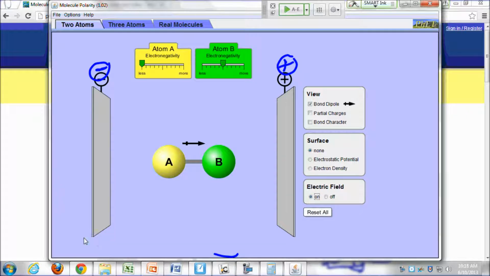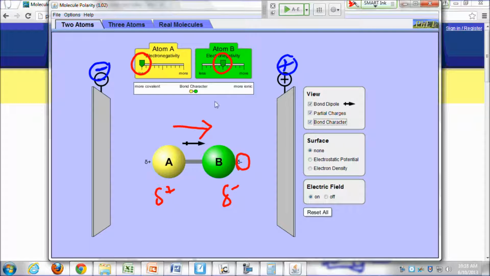Right now, the way this is set up, my electronegativity for A is lower than that for B. B is more electronegative, so electrons shared between A and B are polarized towards B. That's why we have the arrow pointing towards B. That's what the bond dipole arrow tells you. If I put the partial charges on, you can see the partial negative symbol is written next to B. We say B is more electronegative than A, and the bond character is polar.